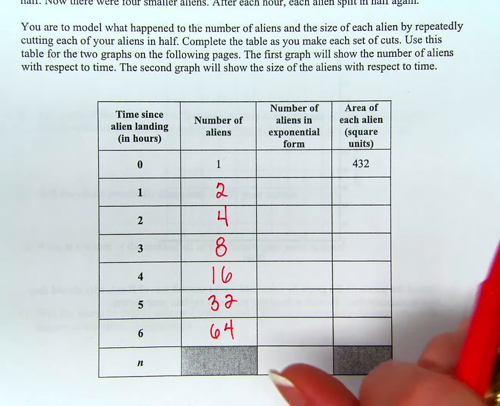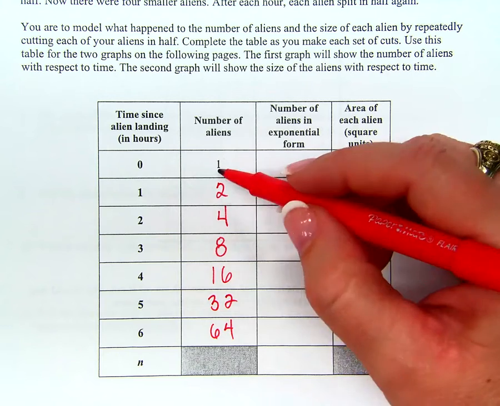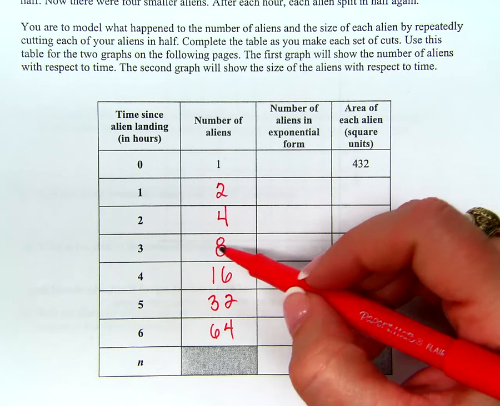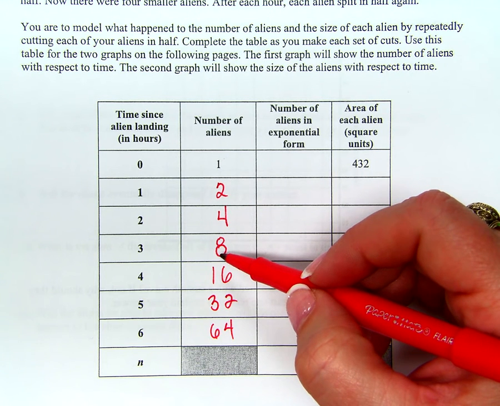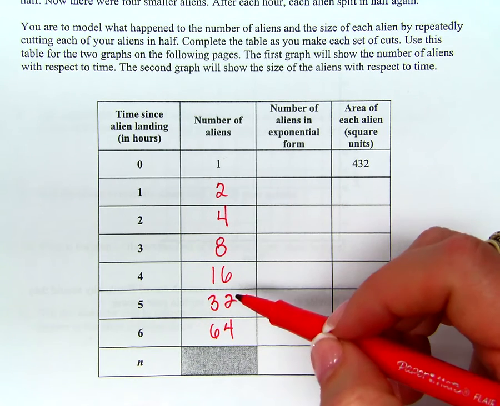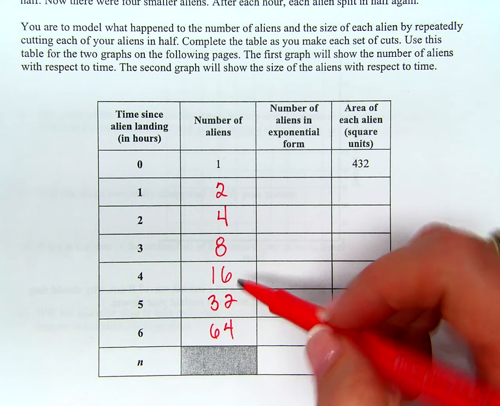How did you say they were changing as we went down the table? They're doubling. So how do you think we might be able to use that fact that they're doubling when we're trying to write it in exponential form? What would that be? You think it would be x squared? So 1 squared or 0 squared, okay. 3 squared is 8? It's 9. Okay, so it's not x squared.